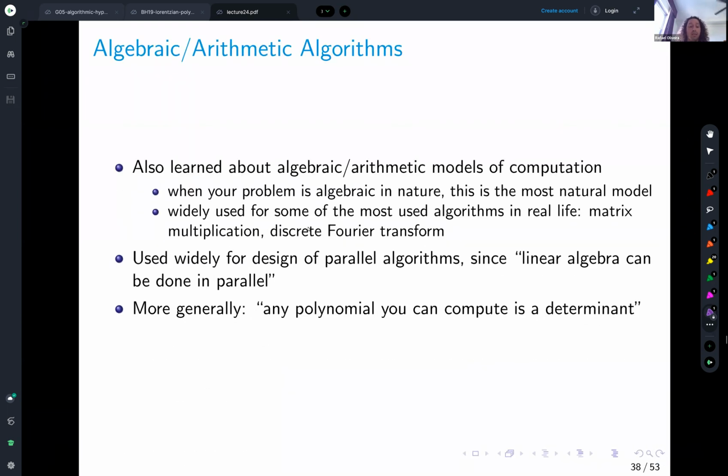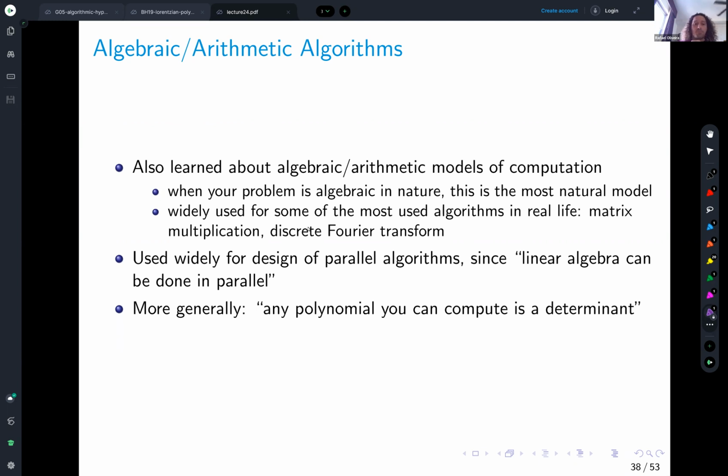And more generally, one thing that we didn't discuss, but which is also true, is that any polynomial we can compute in real life is actually a determinant. So determinants are essentially the only polynomials out there, okay? Because any polynomial that you can compute is a determinant of some matrix that's not that big, okay? And that's the connection with linear algebra being done in parallel, because you can compute determinants quickly. Even if you're doing algebraic algorithms, you're actually computing certain determinants, okay?